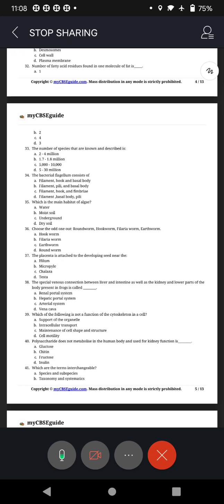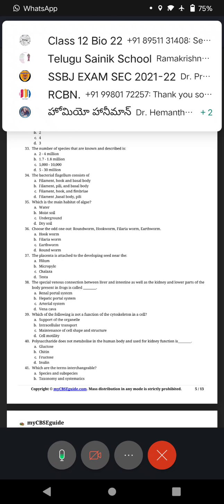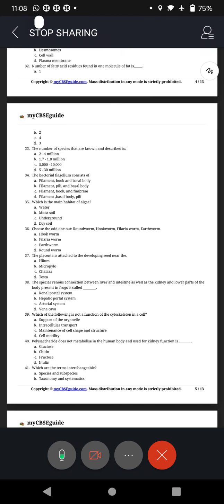Question 41. Answer B. Taxonomy and systematics. They go hand in hand. Characterization, identification, classification and nomenclature are the various procedures that are basic to taxonomy as well as systematics. Hence the correct option is taxonomy and systematics. Question 42.